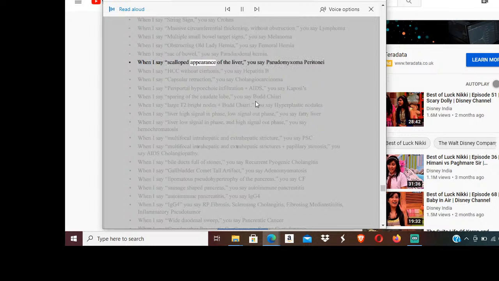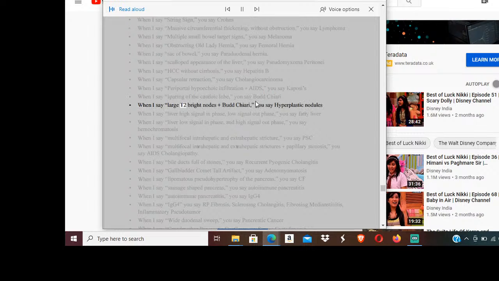When I say scalloped appearance of the liver, you say pseudomyxoma peritonei. When I say HCC without cirrhosis, you say hepatitis B. When I say capsular retraction, you say cholangiocarcinoma. When I say periportal hypoechoic infiltration and AIDS, you say Kaposi's. When I say sparing of the caudate lobe, you say Budd-Chiari.